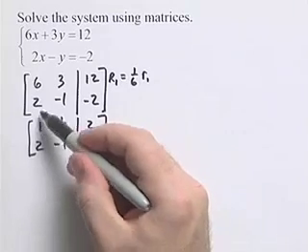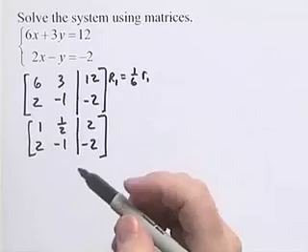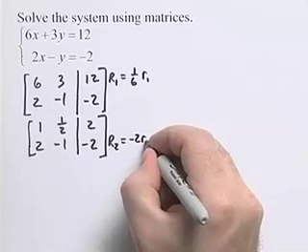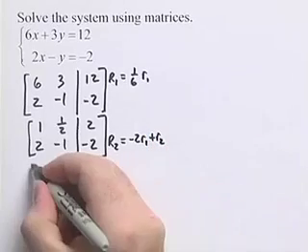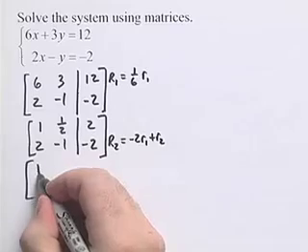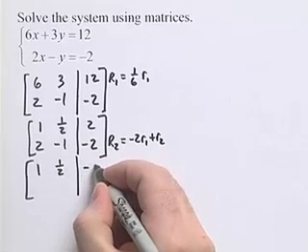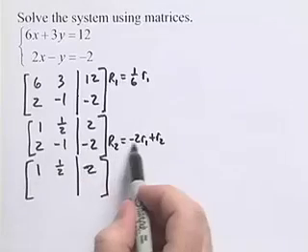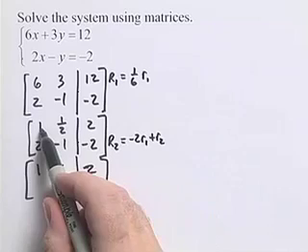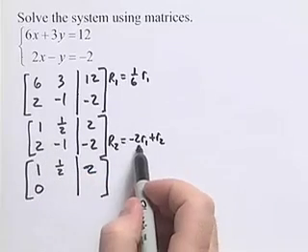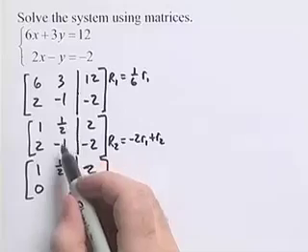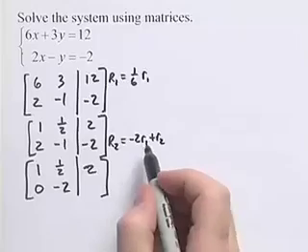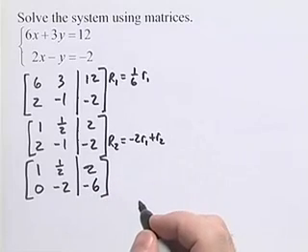Now that I have a 1 in the 1, 1 entry here on the diagonal, I'd like to get a 0 underneath it. To do that, I'll let my new row 2 equal negative 2 times row 1 plus row 2. I'm not changing my first row, so I get 1, 1/2, and positive 2. Now to get my second row, I need to perform this operation. Negative 2 times 1 is negative 2, plus 2 is 0. Negative 2 times 1/2 is negative 1. Negative 1 plus negative 1 is negative 2. Negative 2 times 2 is negative 4, plus negative 2 is negative 6.